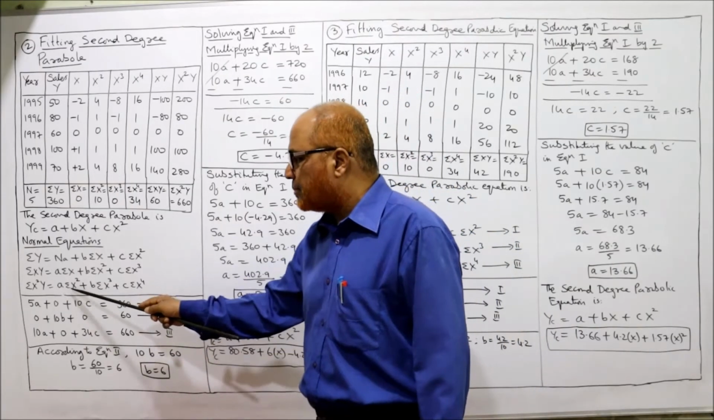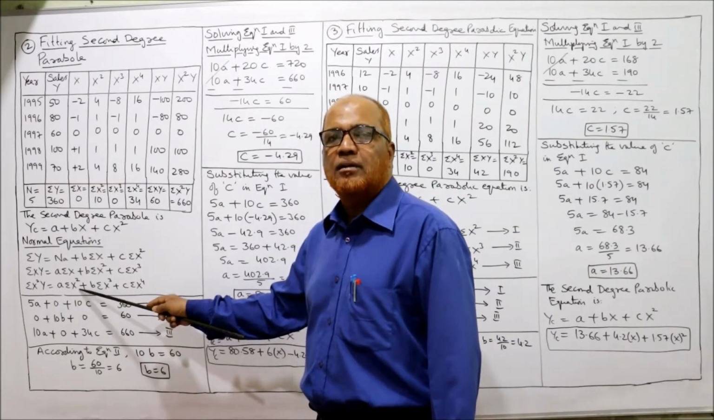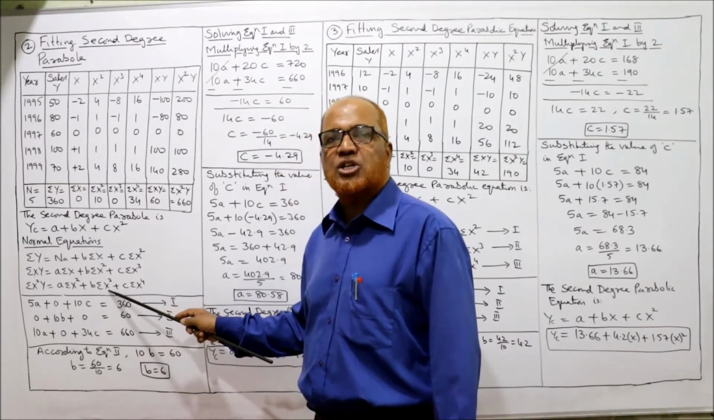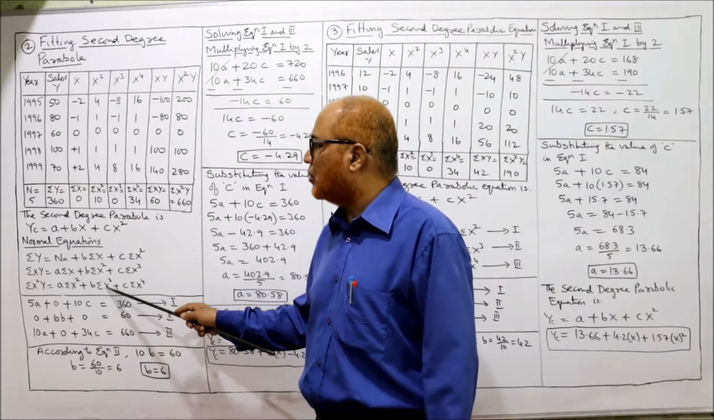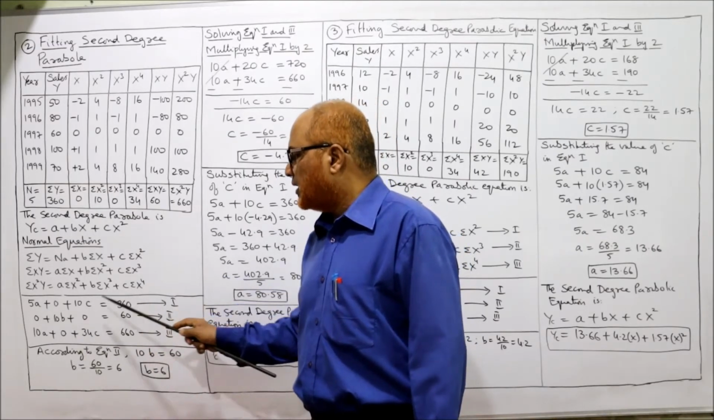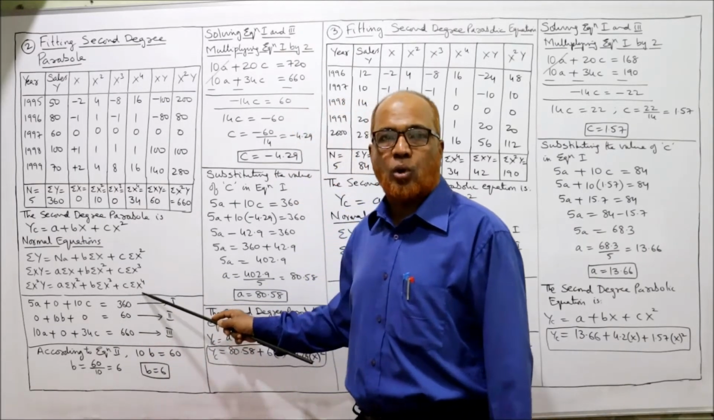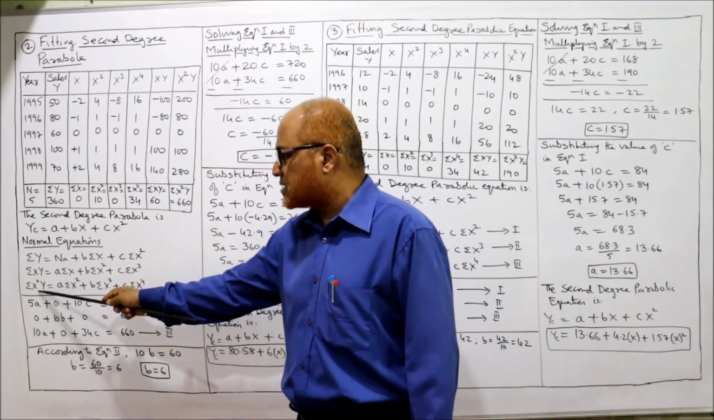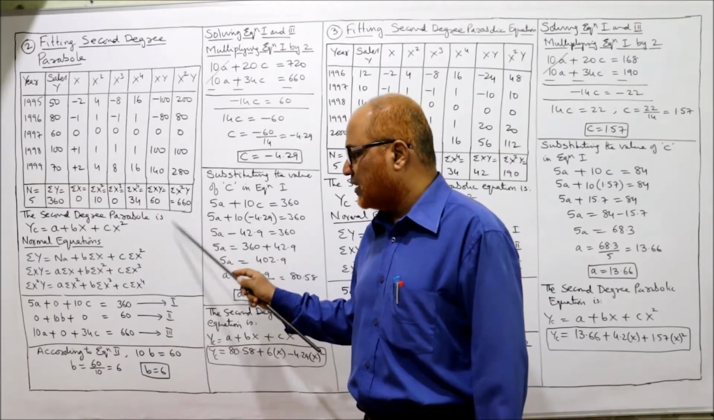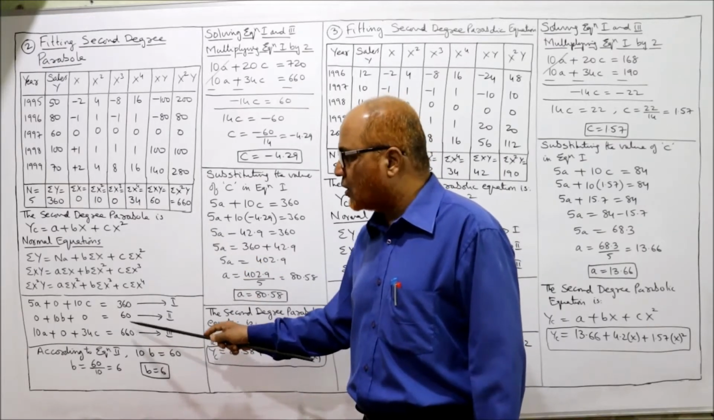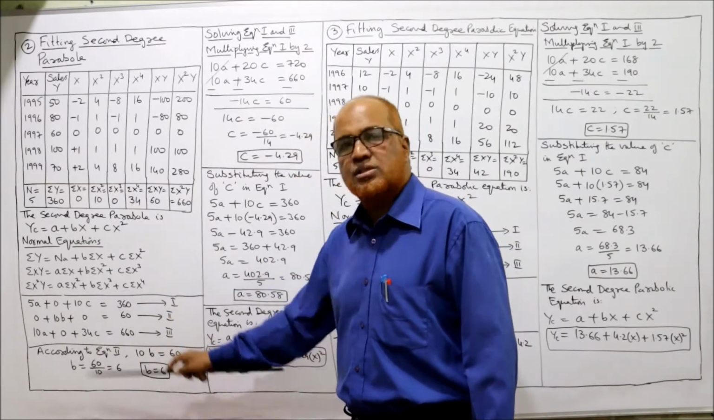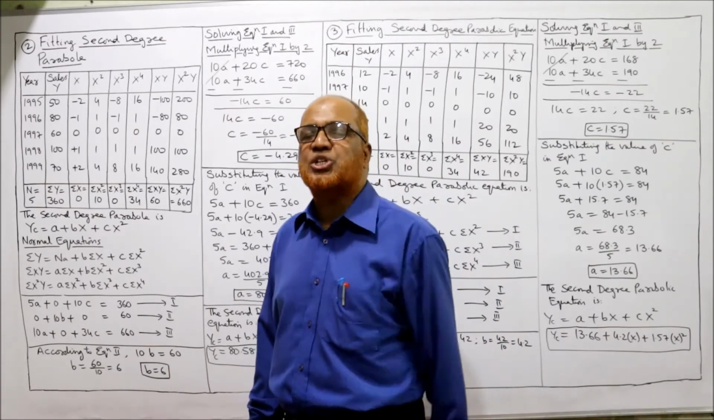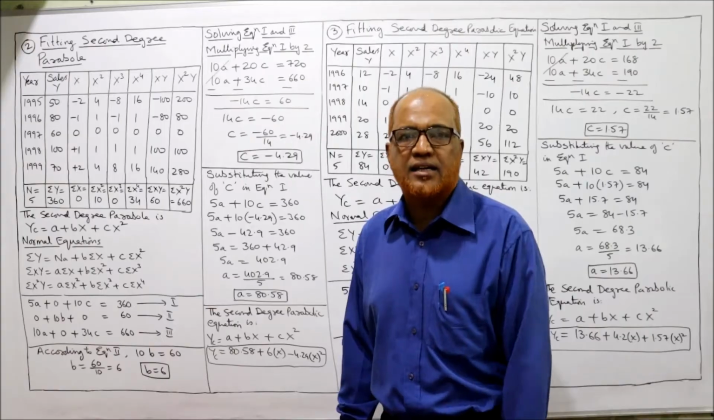Now the third equation. A summation x square, x square is 10, so 10a plus b summation x cube. X cube is 0. Then c summation x to the power of 4. X to the power of 4 is 34, so 34c is equal to summation x square y. How much is x square y? 660. That's all. Now we have these three equations. By solving these three equations, we need the values of constants a, b and c.